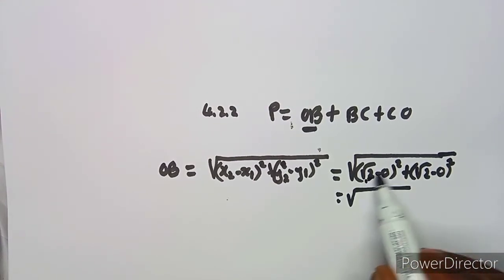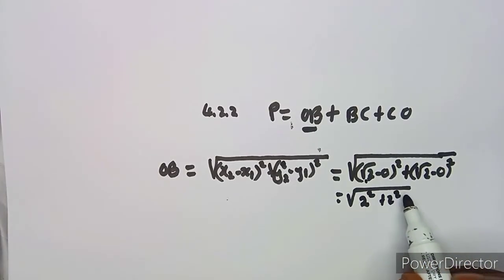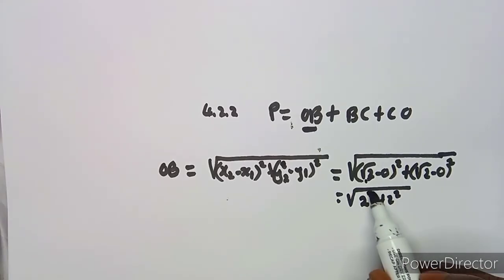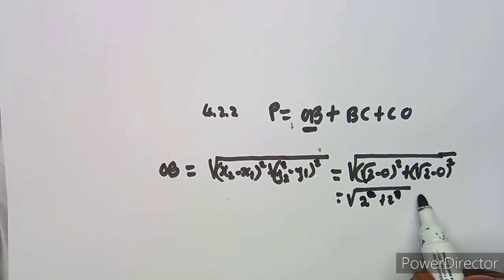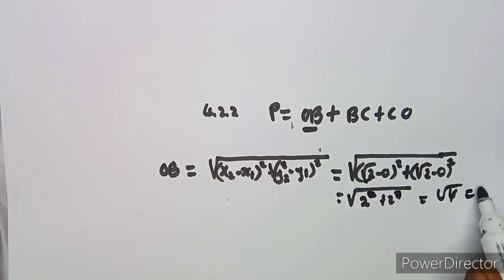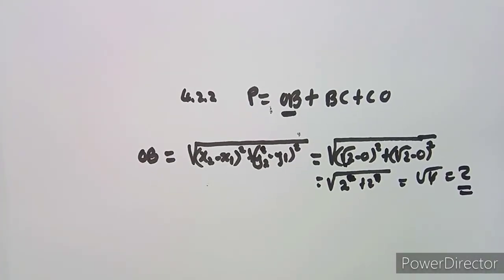This one, you can just use your calculator straight, but it's going to give you 2 squared plus 2 squared. Okay, 2 plus 2, guys, because the square root of 2 squared is 2. So it's going to be the square root of 4, which is 2. So OB is going to be 2 units, or you can just use your calculator directly.